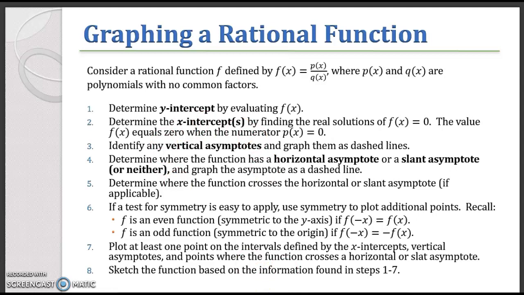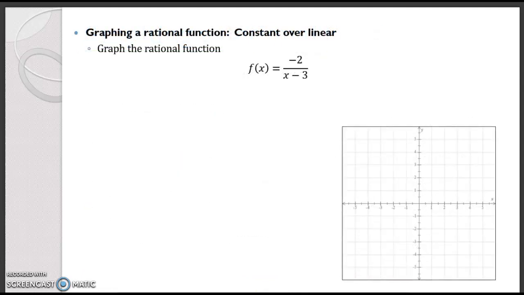Okay, so let's go ahead and move back to our problem and talk about those steps. So step 1 was to find f of 0. That's going to be negative 2 over 0 minus 3, which is going to end up being 2/3. So we know we have a point at 0 and 2/3. We can go ahead and plot that. When x is 0, y is 2/3, which is about right there.